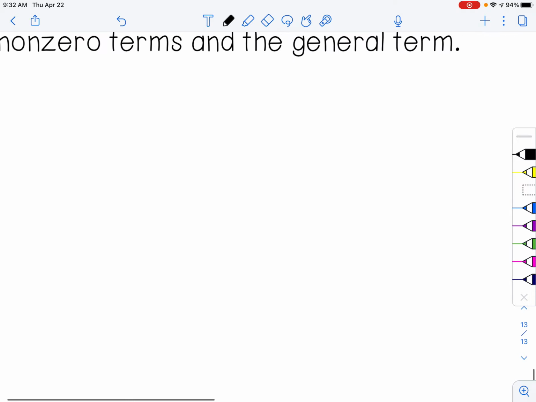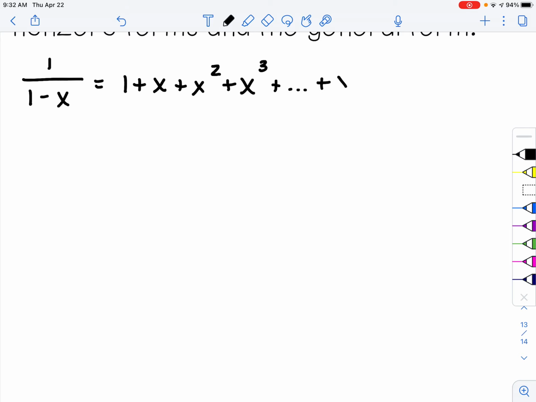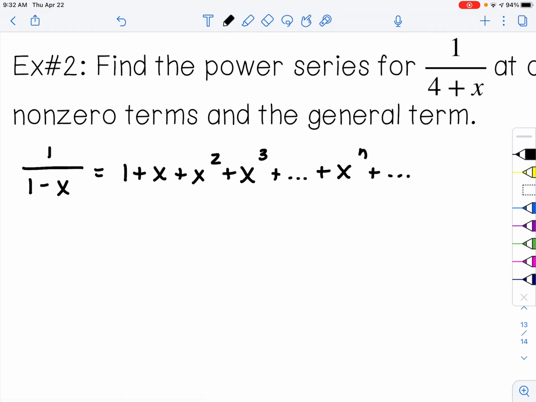So I always like to start by writing out my original, right? Because the more we write them out, the better we remember them. And then that way we don't have to keep things straight in our heads, which can get confusing when you're doing so much calculus. So I want to find 1 over 4 plus x.